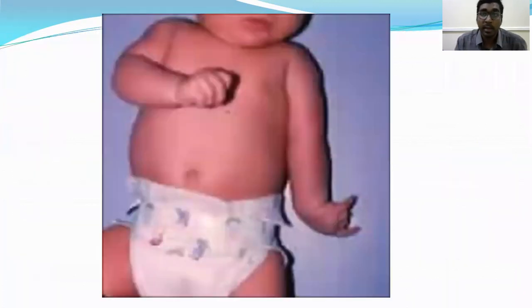So this is a baby with Erb's palsy. You see the deformity in this baby. The arm is adducted and internally rotated, the elbow is extended, and the forearm is pronated. This is a typical deformity of Erb's palsy.